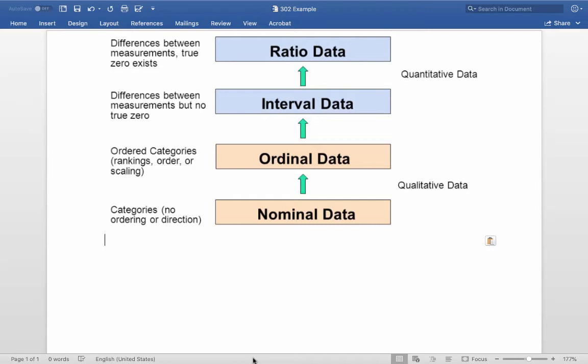So ordinal is different. It tells you in the word ordinal that it has ordered categories, meaning rankings, order, or scaling. The best example is class rank, right? Like if you graduated first in your class, or 9th in your class, or 87th in your class, that would be an ordinal ranking, because they're basically using GPA as a way to rank all students.